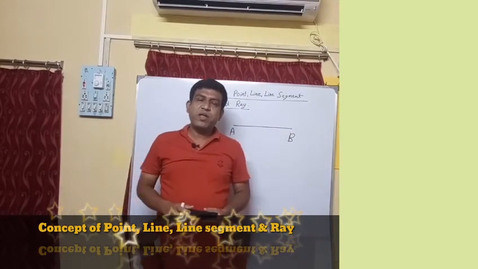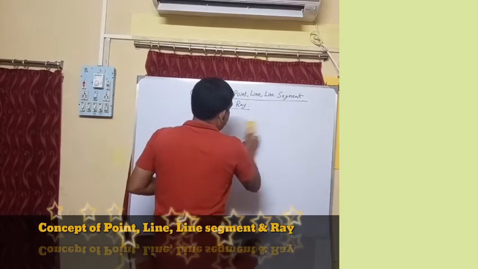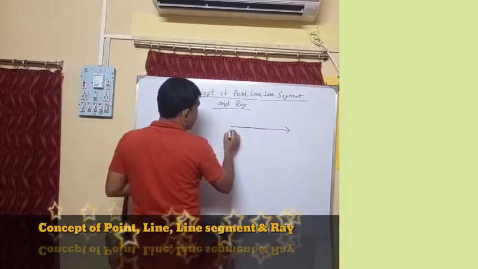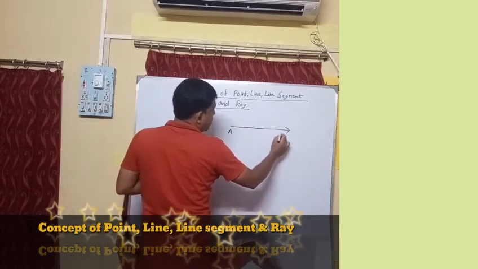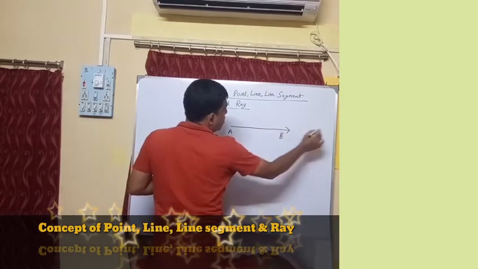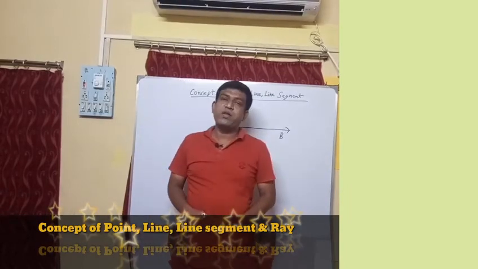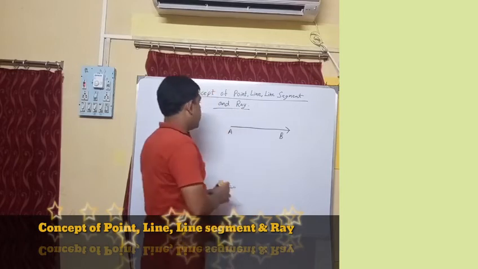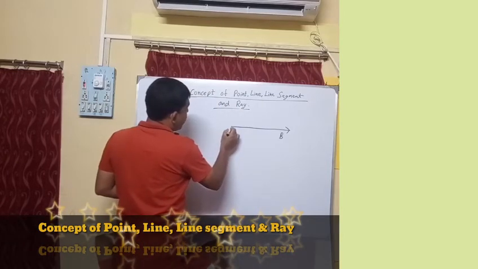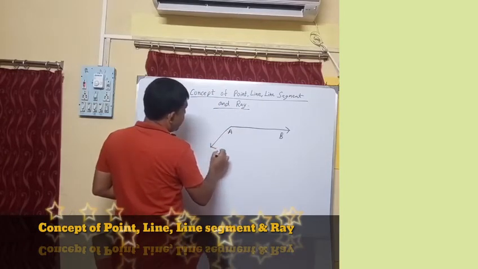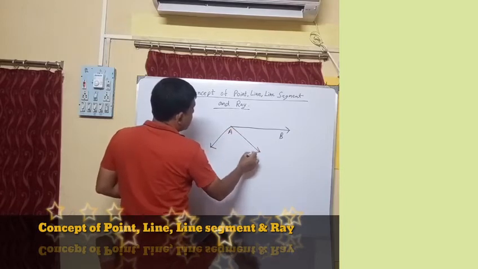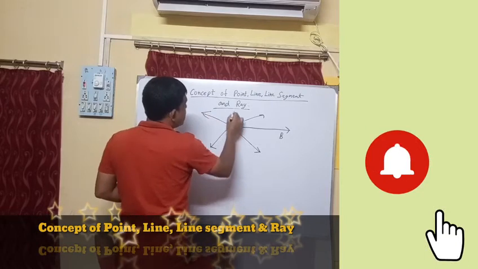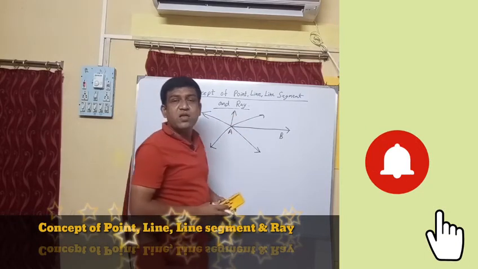Next one is ray. The definition of ray: it starts with an initial point and extends. From an initial point we can draw infinite number of rays. That means if this is the initial point, we can draw infinite number of rays. Clear? Like this, infinite number of rays you can draw.